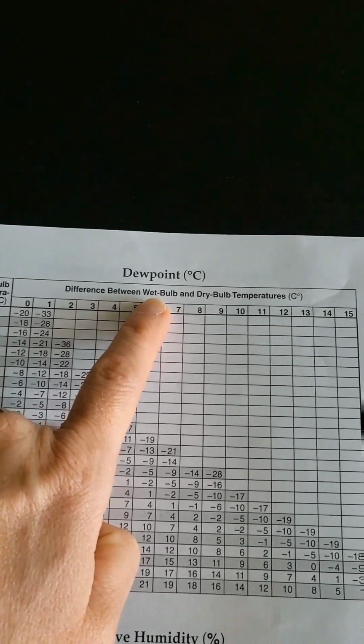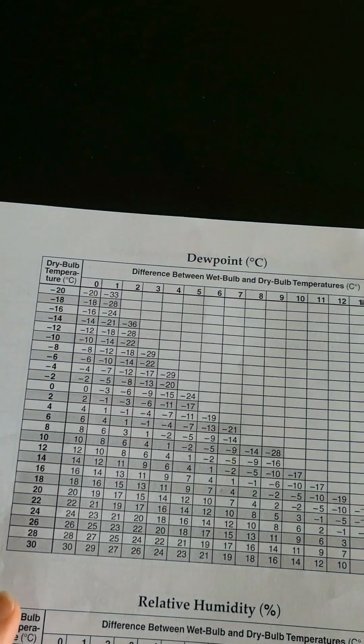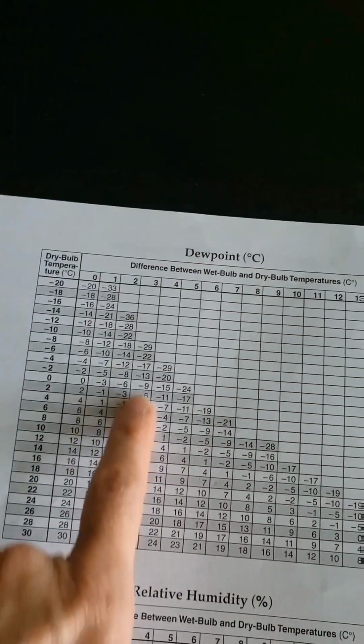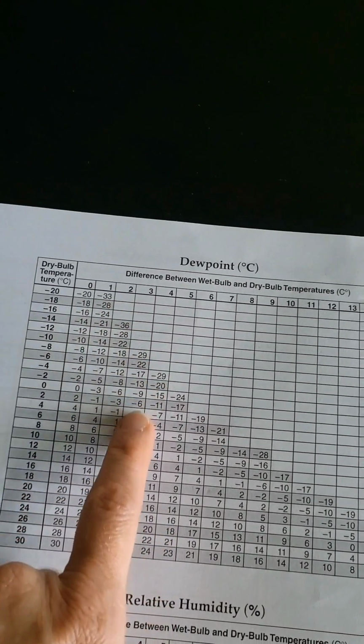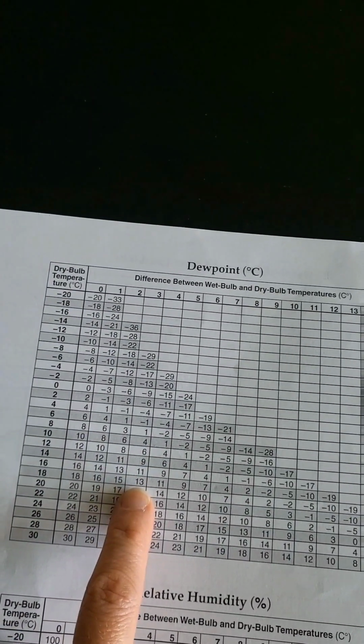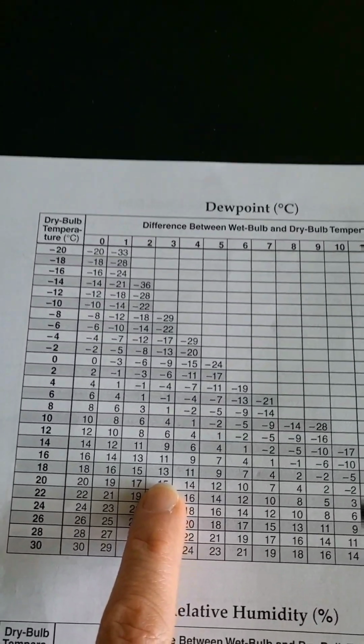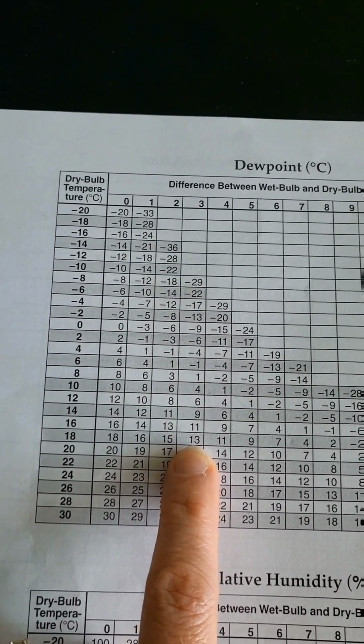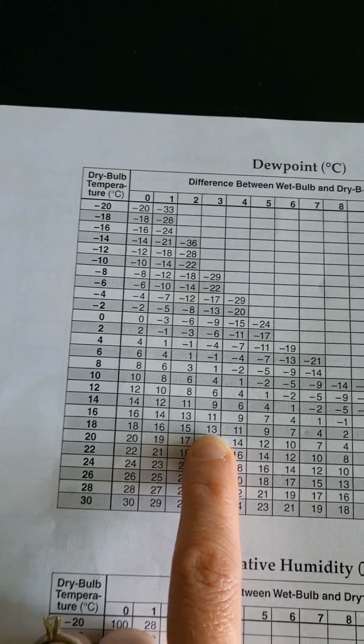So what did I say? It was 15. The difference between 18 and 15, that's 3 degrees lower. So I go between 3 degrees lower and 18 degrees, and am I doing that right? 13. 13 degrees is the dew point temperature.